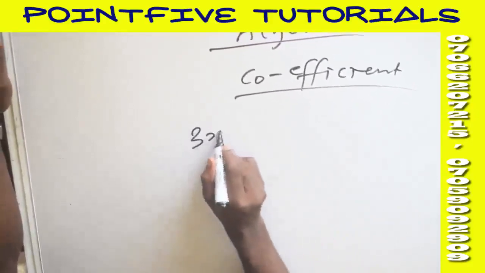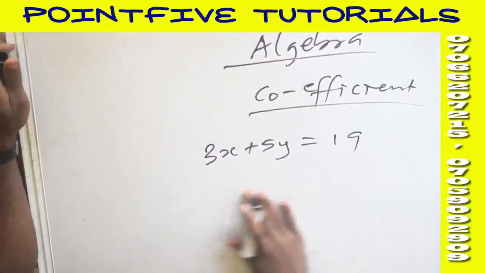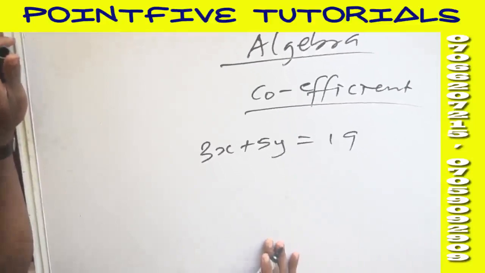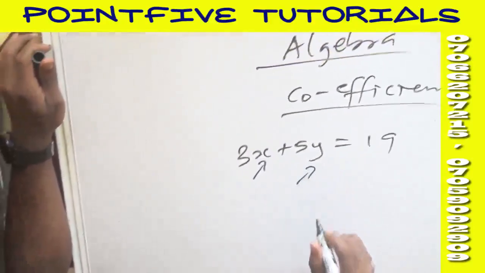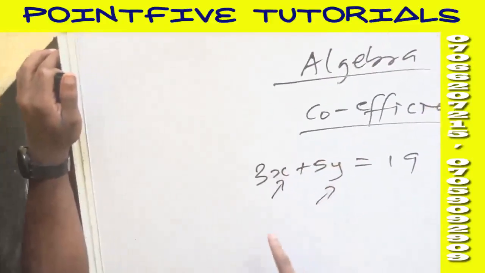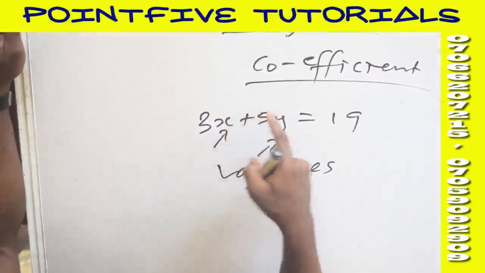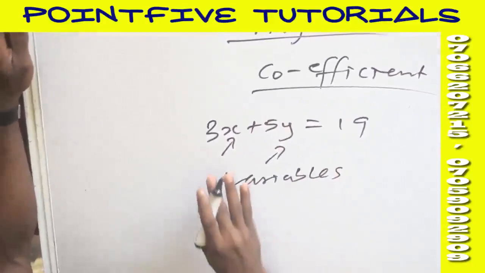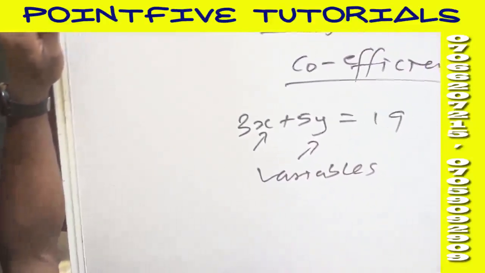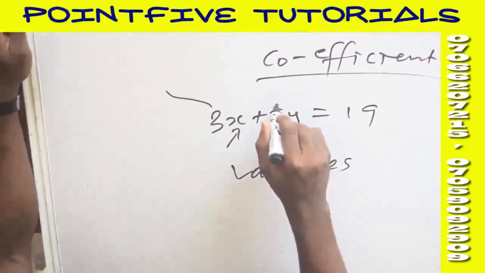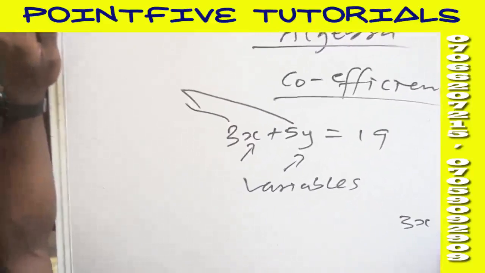If I write 3x plus 5y equal to 19, this is an equation. So in this regard, we have x, we have y. They are called variables. So you know that x and y in English language are said to be alphabets, but in mathematics, or in algebra to be precise, we call them what? Variables.